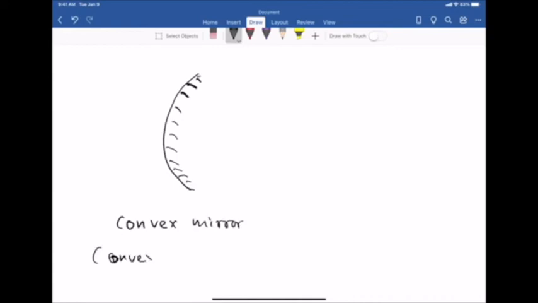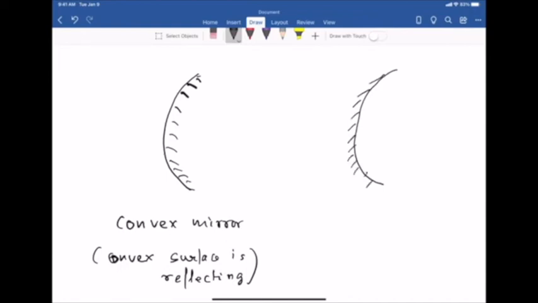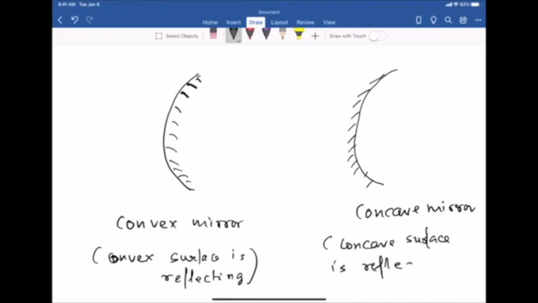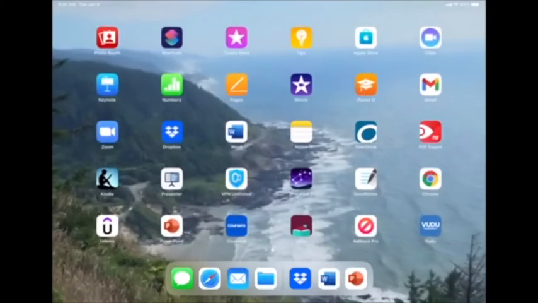Convex surface is reflecting. And this is how you would represent a concave mirror. You would draw some dashes on this side, indicating that. So this is a concave mirror. The concave surface is reflecting. Okay. All right. So that's how you can represent convex and concave mirrors in diagrams.